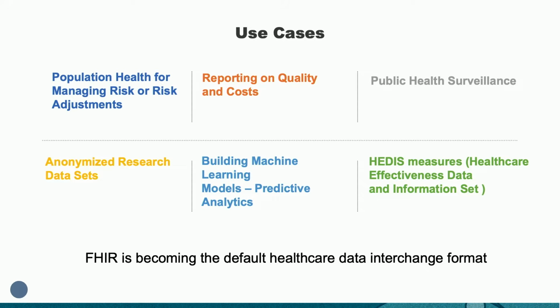Well, there's just an enormous number of use cases, and this is just a partial sample of things like population health, managing risk in populations, reporting on quality, cost of care in public health, surveillance, especially in the age of COVID, anonymized data sets, machine learning, and many more. FHIR is becoming the default healthcare data interchange format. And as people get more and more of this data, they want to analyze it. And that's very natural.